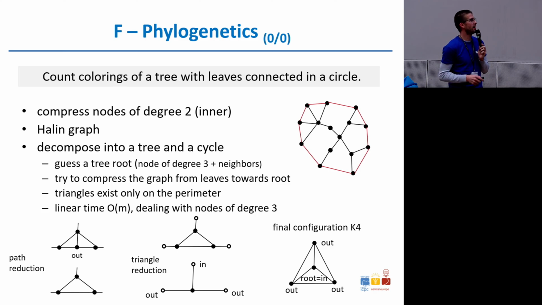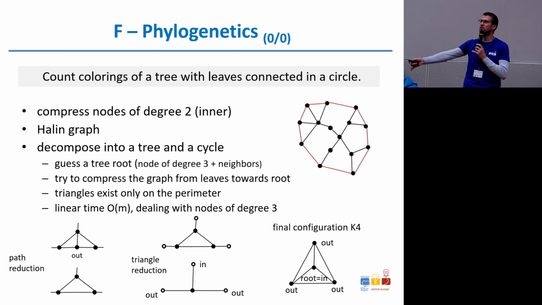And this process will end up in this final configuration, which is a K4, and the root is the only inner node and the other nodes are outer. And from here we can undo these reductions and assign statuses to all of the nodes in the graph. So this way we figure out what's on the inside and what's on the outside.